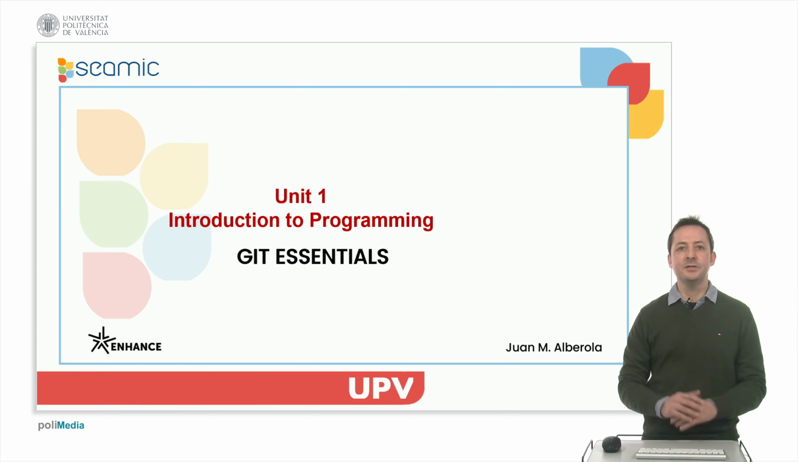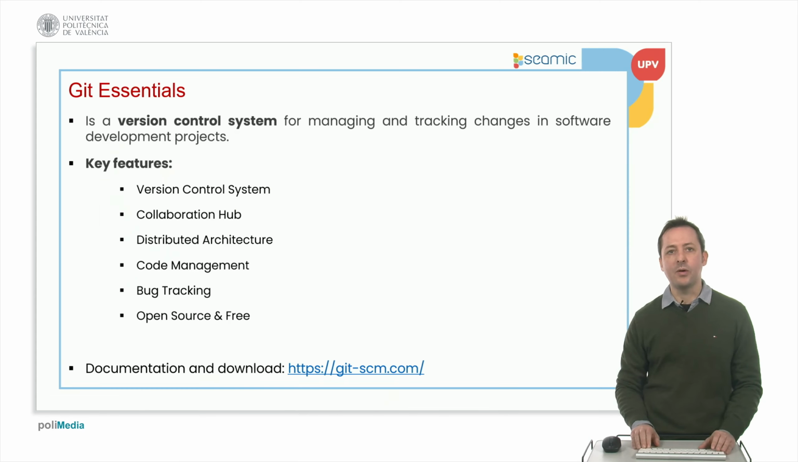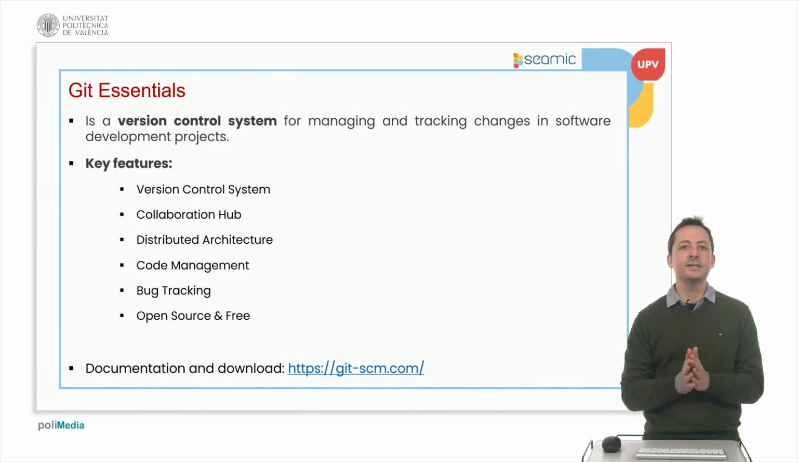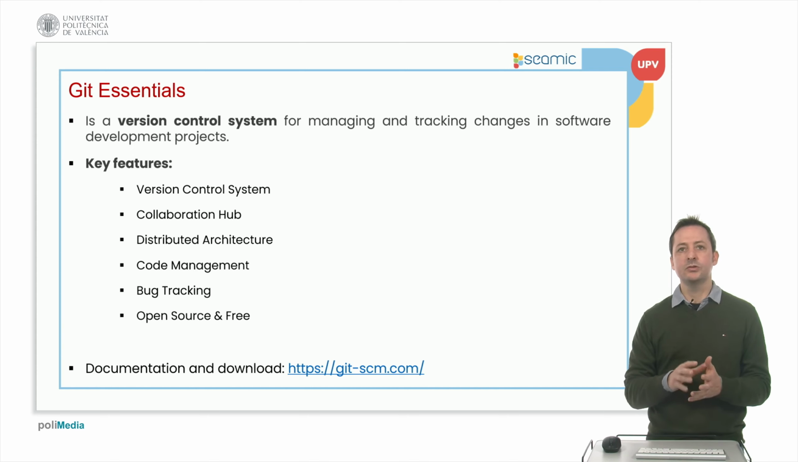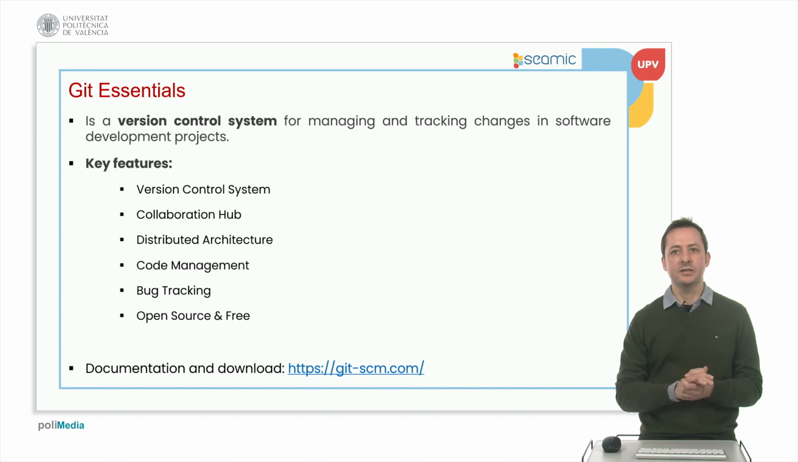Hi! In this video we are going to give a brief introduction to Git. That is a special software that we are going to use for programming and for controlling the version of our code. So basically Git is a version control system that allows us as developers to manage and track changes in the software that we write.